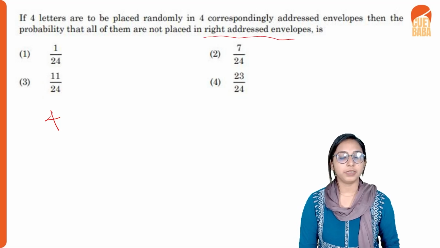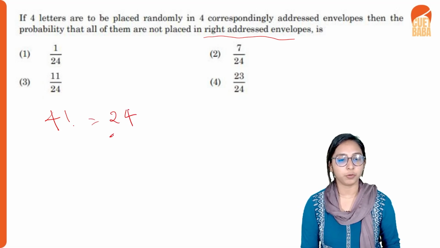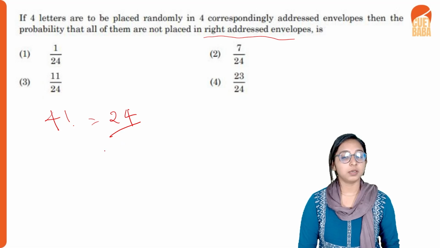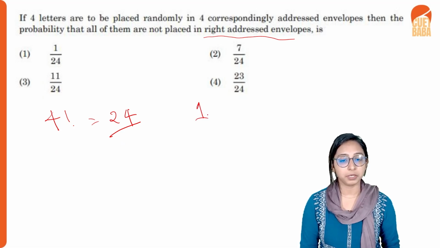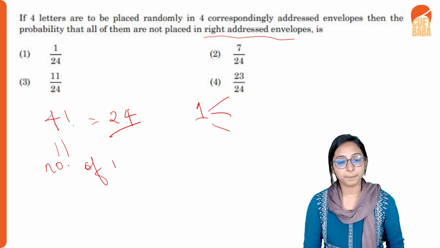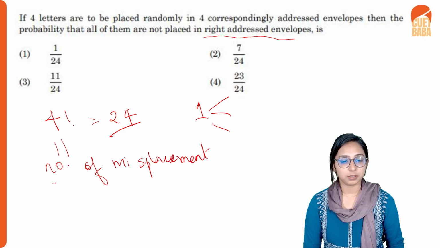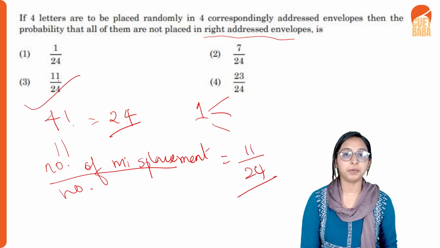Here the total number of possible outcomes will be 4 factorial, which is 24, and the total number of misplacements, that is, letter 1 can be misplaced how many times? In such a way 4 letters can be misplaced 11 times. So the answer will be the total number of misplacements divided by the total number of outcomes, which is 11 divided by 24. So the answer is the third option, 11 divided by 24.